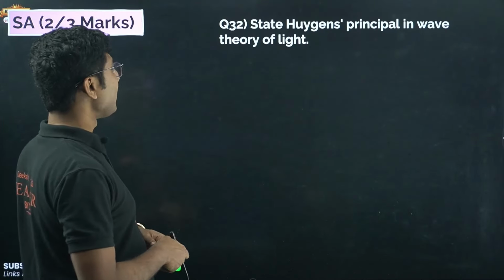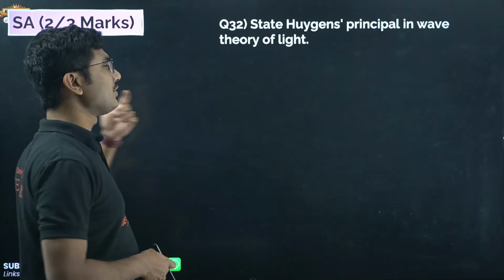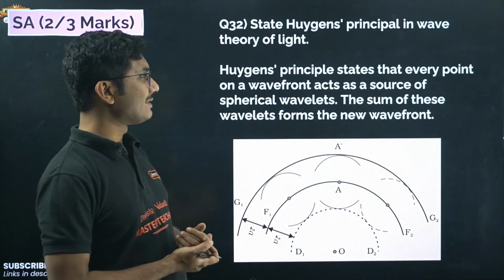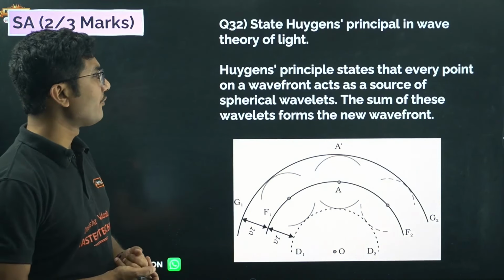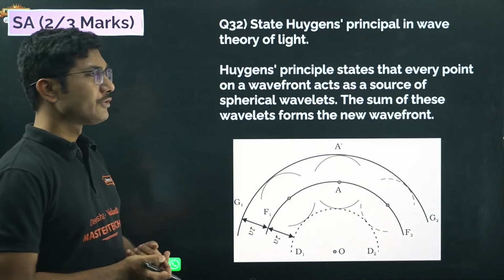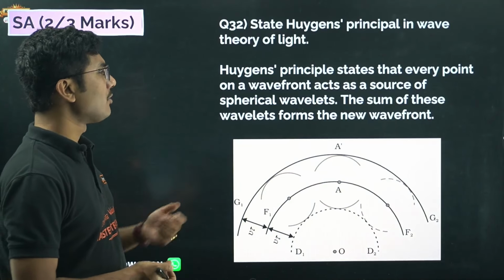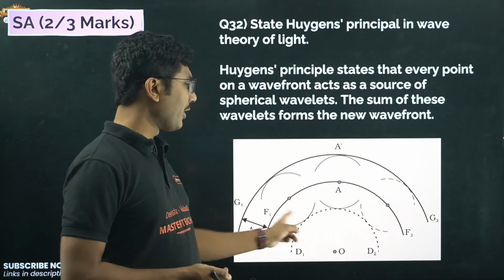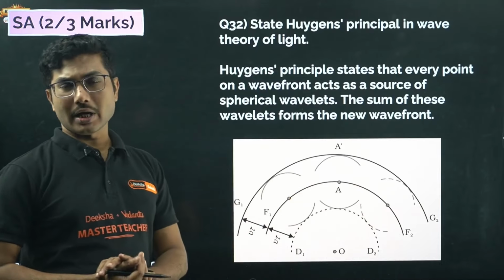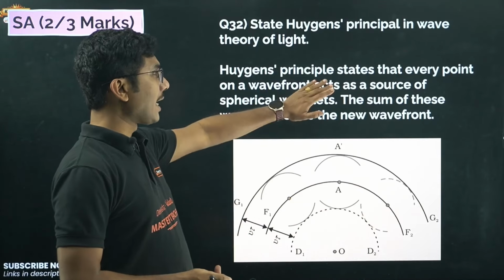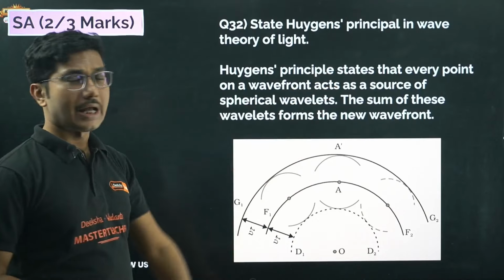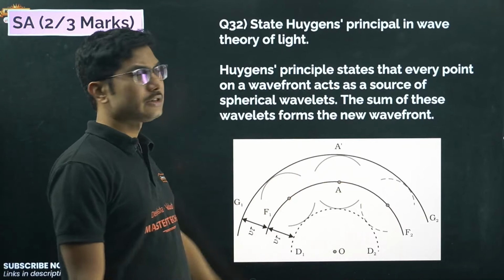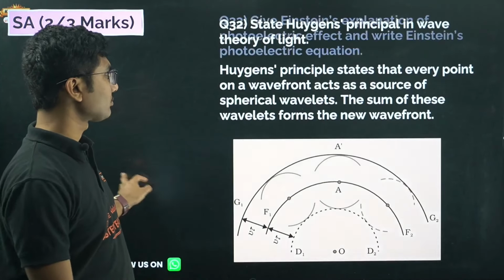State Huygens principle in wave theory of light. So as I mentioned, Huygens principle is also very important. Huygens principle states that every point on a wavefront acts as a source of spherical wavelets. The sum of these wavelets forms the new wavefront. Okay, so all points in a wavefront are the sources of secondary wavelets, and whenever you draw the Huygens theory, the diagram is compulsory. Explanation of the diagram is not required, but at least draw the diagram, show the diagram.